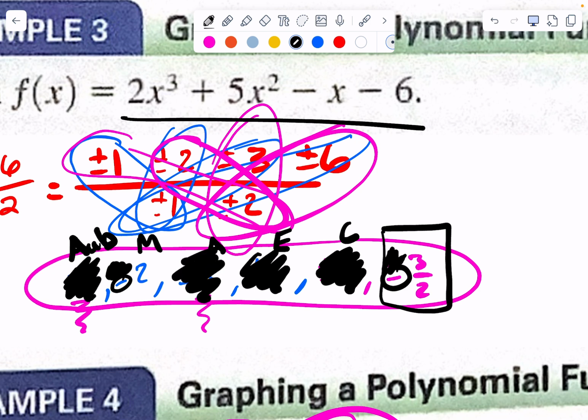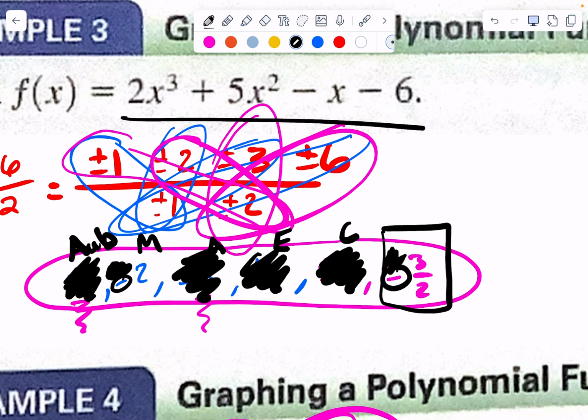Okay, here's what I'm guessing. We have 2 and what? We have -2 and -3 over 2. One of those repeats. It has multiplicity of 2, which means it's a touch point, not a cross. I'm going to guess that they repeat.